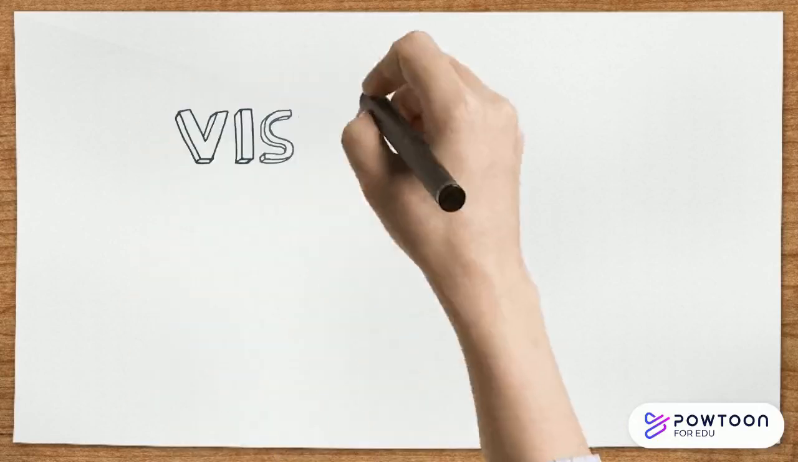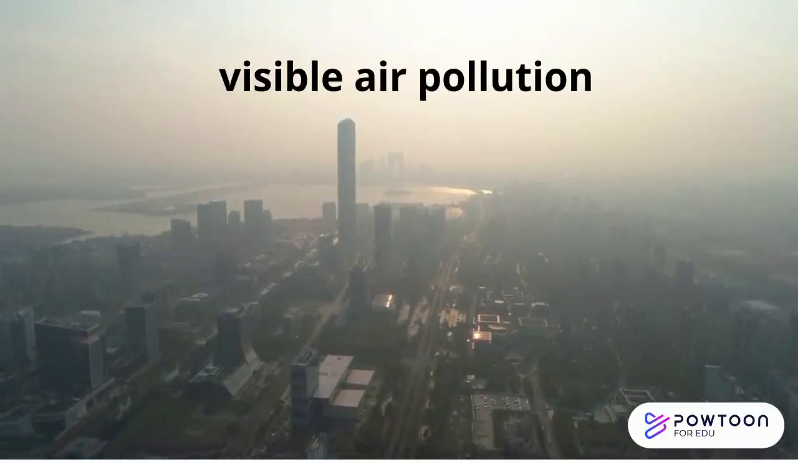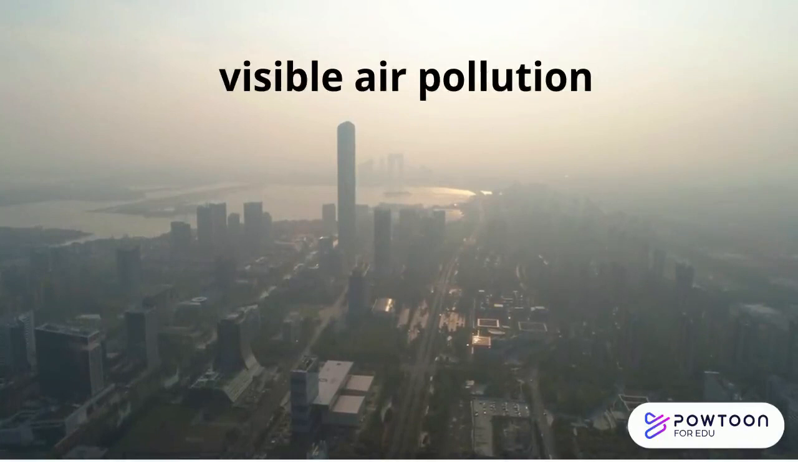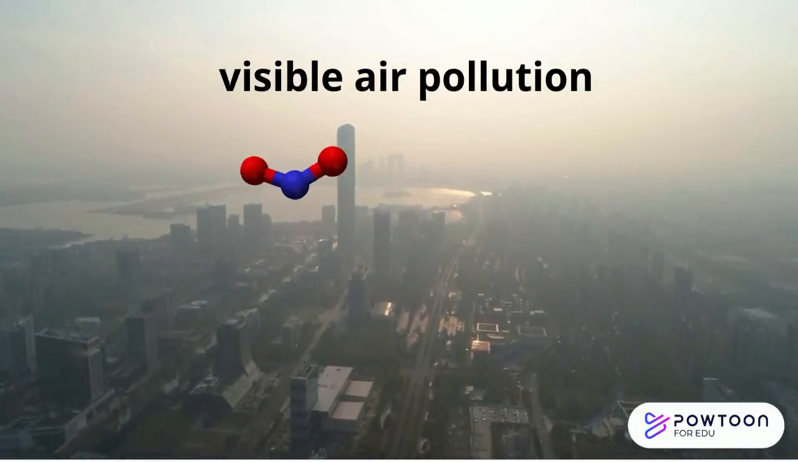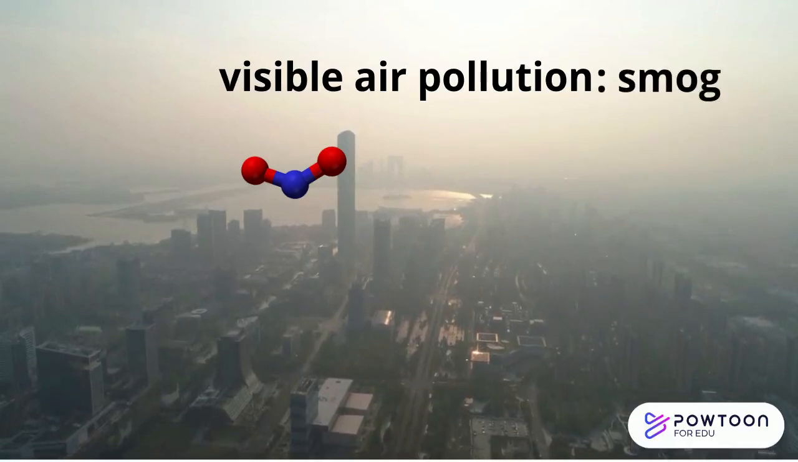Now that we've discussed the various causes of air pollution, let's examine the differences between visible and invisible air pollution. Visible air pollution is, obviously, air pollution that can be seen with the naked eye. It tends to appear either grayish or reddish-brown due to the CO2 molecules. Visible air pollution is often known as smog, which is a secondary pollutant.